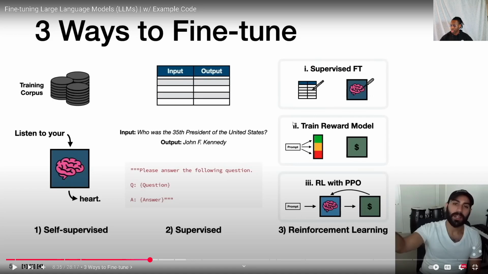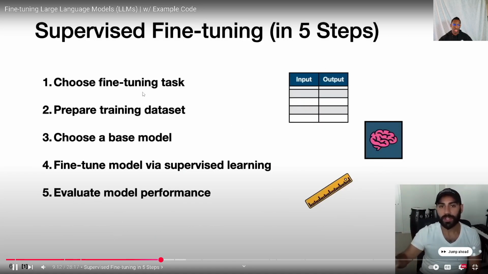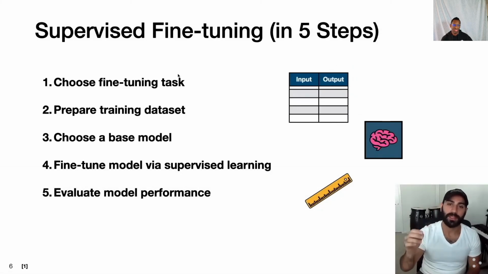Cool. So I'm just going to skip ahead. Model will essentially give learning first generation. It could be binary tuning. Here I break that process down into 5 steps. First, choose your fine-tuning task. So this could be text summarization, text generation, binary classification, text classification, whatever it is you want to do.